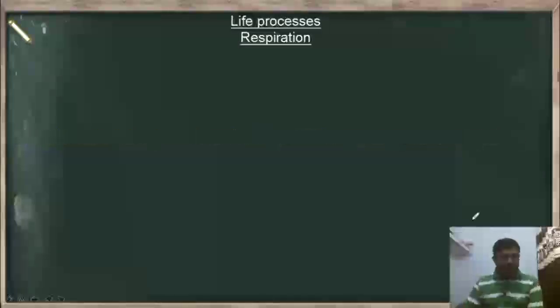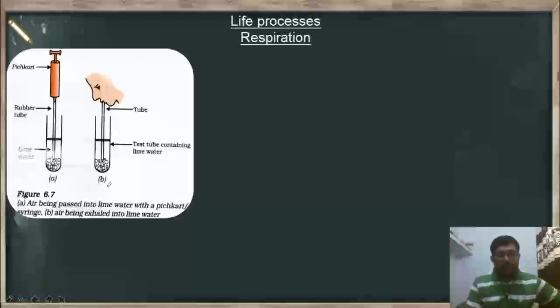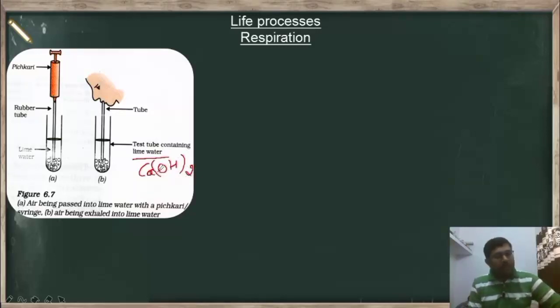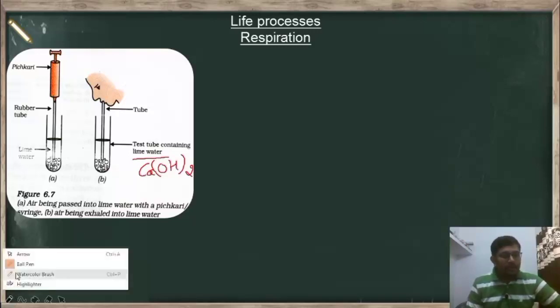So look at the picture. In this picture, we took two test tubes, and in the two test tubes we take freshly prepared lime water. What is the chemical name of this lime water? That is calcium hydroxide, commonly written as Ca(OH)2, right? The color of lime water when it is freshly prepared is colorless. But now look at this activity.